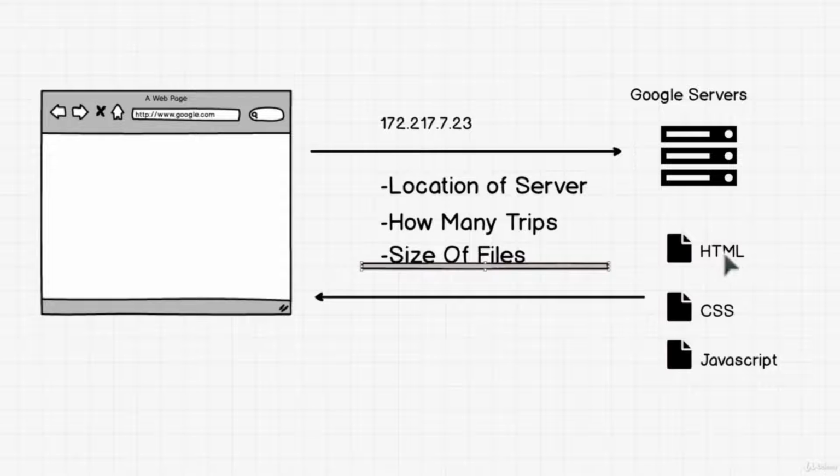Again, if this HTML file or CSS file or JavaScript file is massive and it's 100 megabytes, well, that's going to be a lot slower to transfer over the internet than it is if it was just a couple of kilobytes. So there it is.